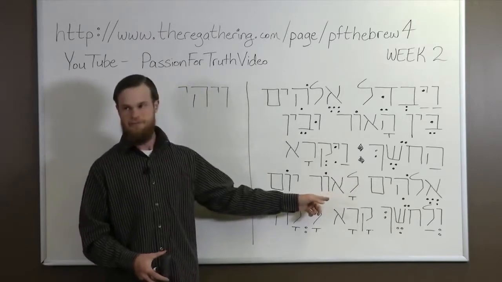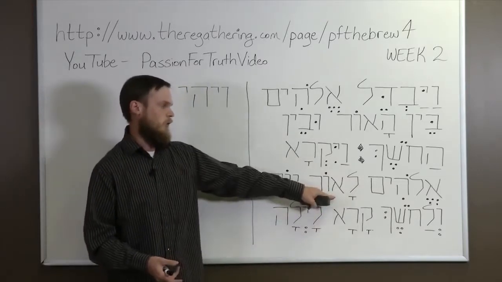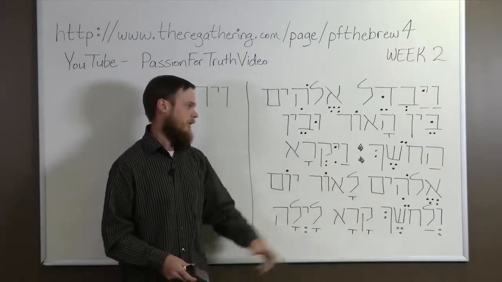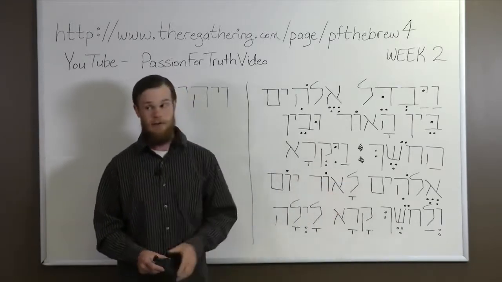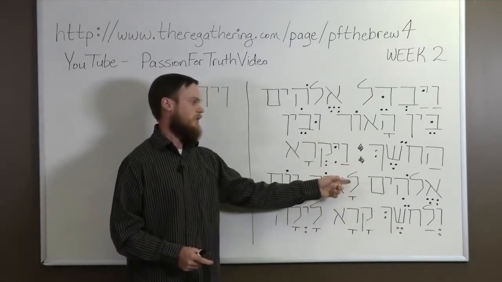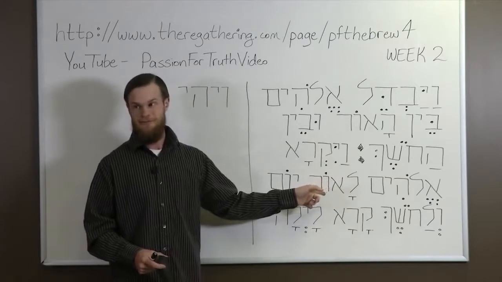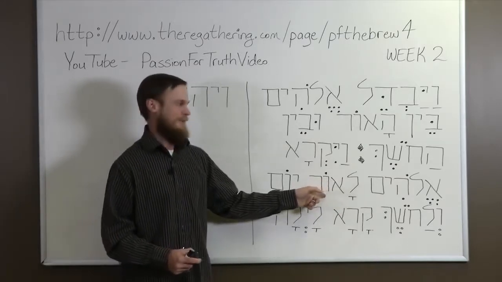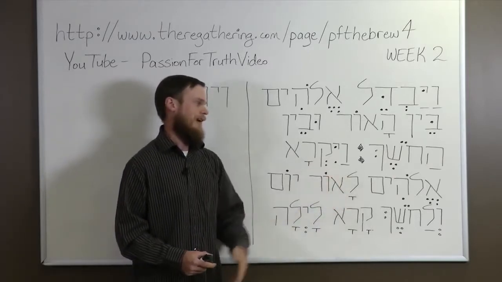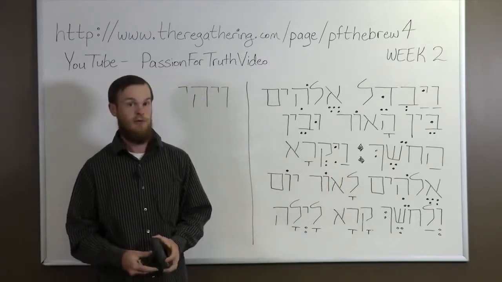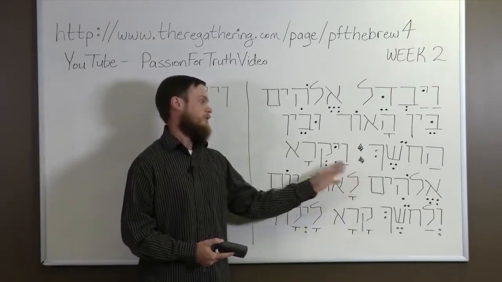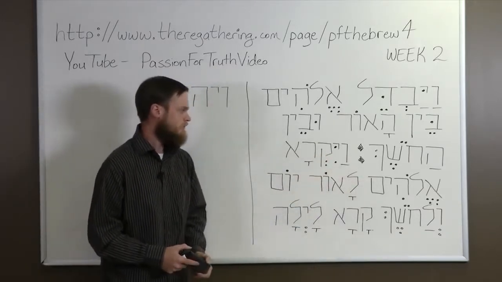La or. Okay, we recognize or as light. We've got a lamed prefix, and it's got a qamets vowel underneath it. So we know that he called to the light. That's right. We're taking the vowel from the definite article and the lamed from the prepositional prefix, which means to or for. Okay, so God called to the light.